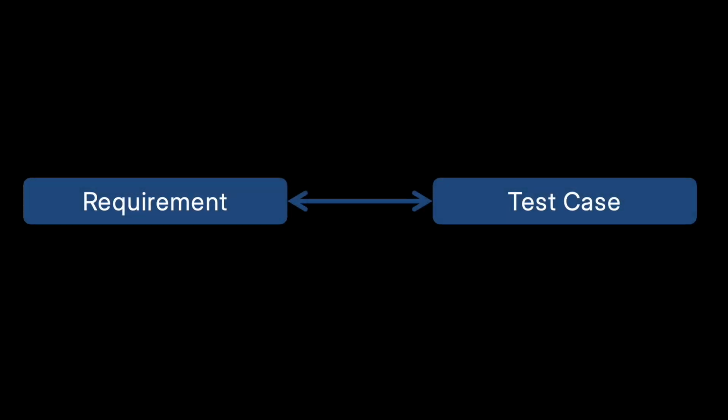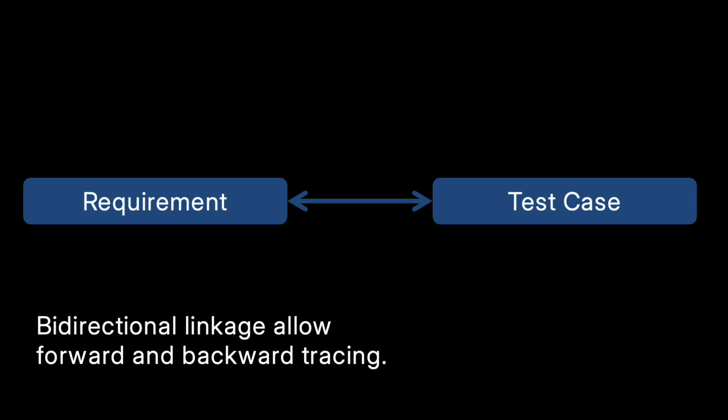The path is from requirement to test case. Every requirement should have at least one test case linked to it. And on the other hand, every test case should have a requirement linked. This bidirectional linkage allows for forward and backward traceability. A linkage between requirement and test case has to be done explicitly.